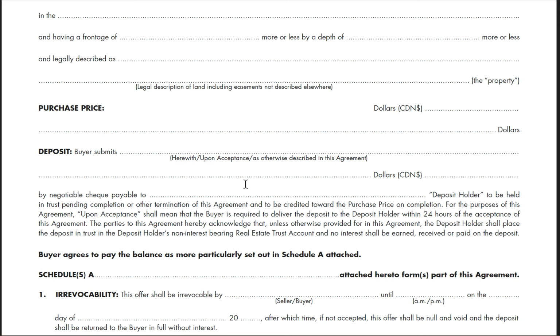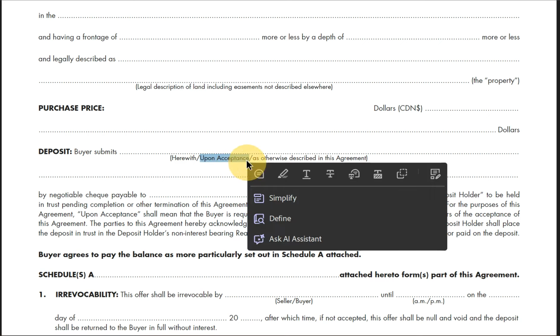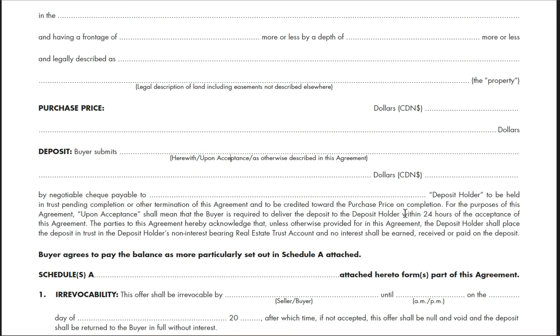So the timing. The buyer must deliver the deposit within 24 hours of the agreement being accepted, if this is the option. So if it's upon acceptance, then basically the buyer has 24 hours upon acceptance. So for example, if the offer is agreed upon at 9 a.m. on Monday, by 9 a.m. on Tuesday, that check needs to be delivered to the accepting party.